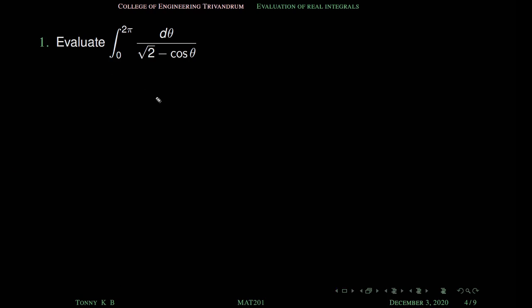So evaluate the integral 0 to 2 pi d theta by square root of 2 minus cos theta. Now it is clear that this is of the form of our previously discussed case. Then for simplicity, what is our f of cos theta, sin theta?